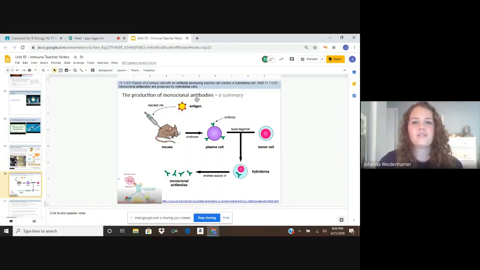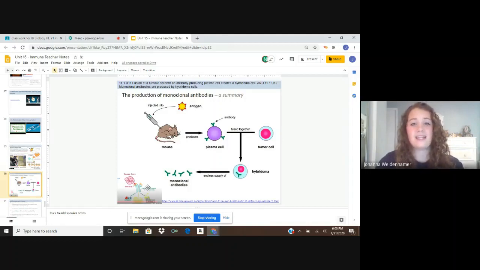The production of monoclonal antibodies, another quick summary. Again, we're first using the antigen and putting it into, let's say, a mouse. The mouse's immune system is going to produce the B plasma cells, which are going to have antibodies on them. They're going to be fused with a tumor cell, so then we can get them replicating, which is now called a hybridoma. This hybridoma is going to supply us with a bunch of antibodies against that original antigen.